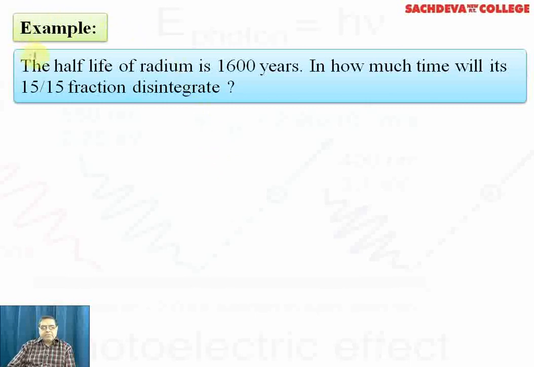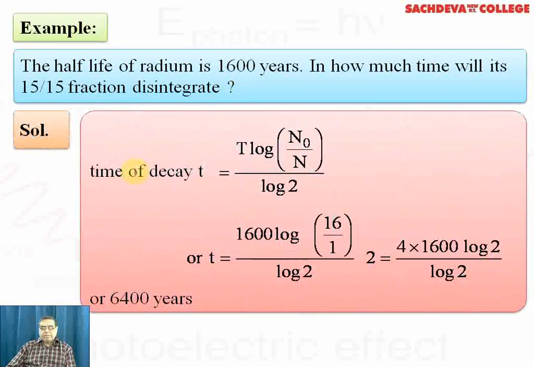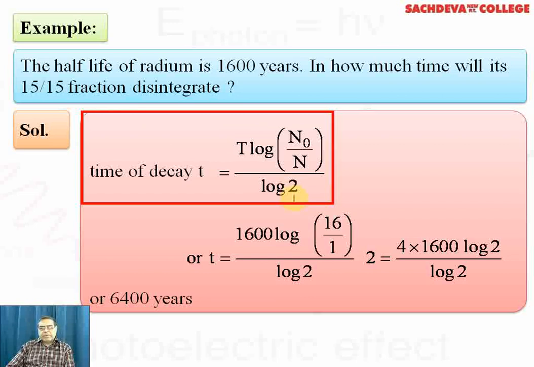Now for the next example, the half-life of radium is 1600 years. In how much time will its 15 by 15 fraction disintegrate? Again, the formula is the same. All these formulas we have derived from n is equal to n naught e to the power minus lambda t. Then this equation is reduced to different forms, like time of decay is calculated by t is equal to capital T log n naught over n whole divided by log 2.